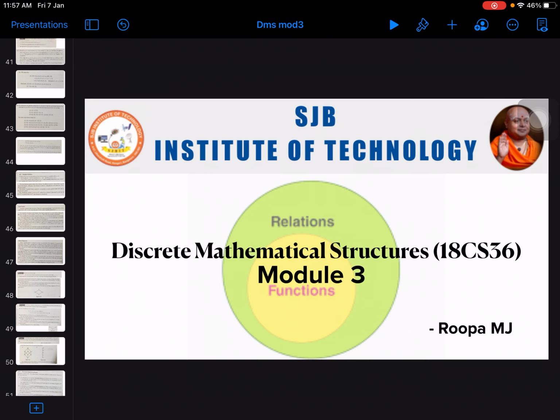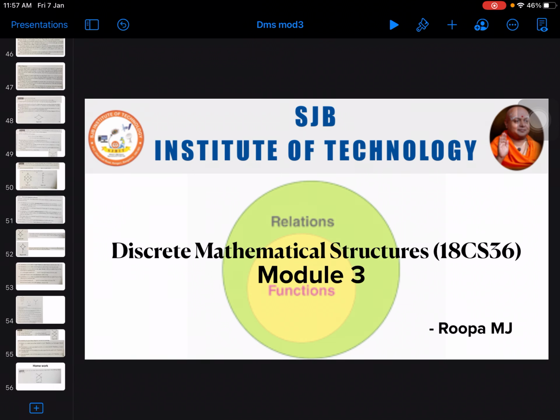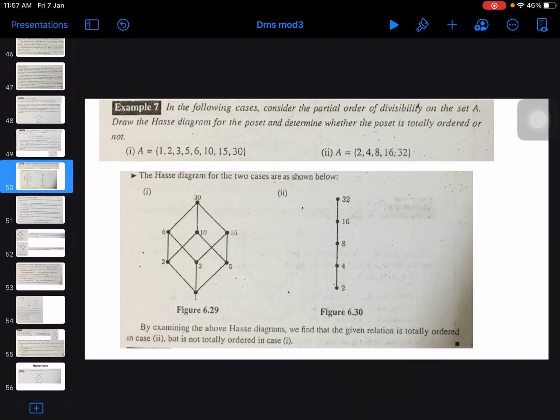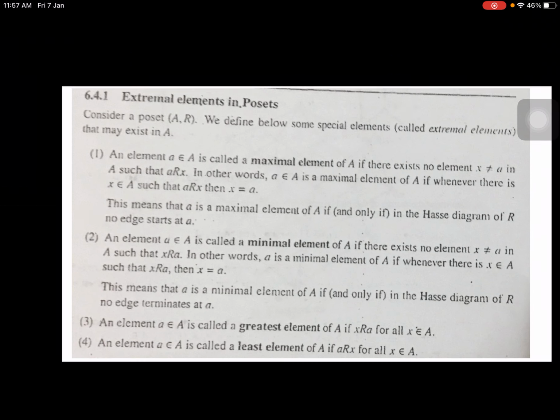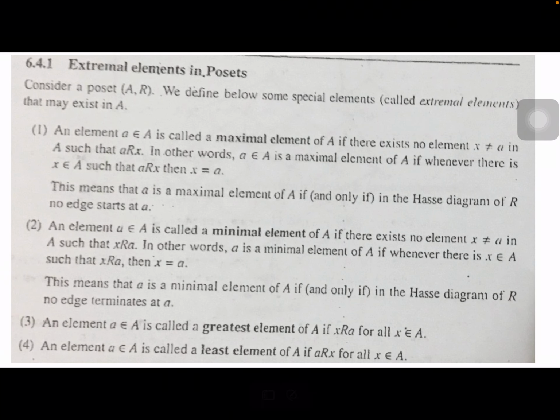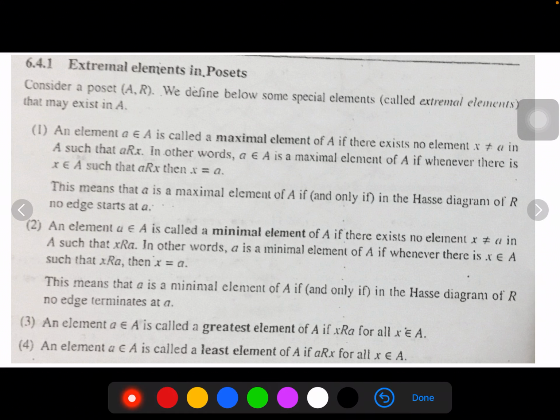In today's class, we will be discussing extremal points in posets. Let us start with the definition. Consider a poset (A, R). We define the following special elements called extremal elements. So what are those extremal elements?